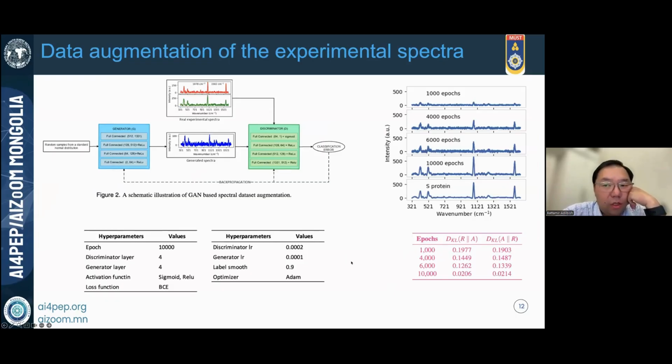Here is the methodology of the data augmentation. Of course, we tried several types of data augmentation methods, but the GAN was the best one for our data. GAN means generative adversarial network. So synthetic spectral data were generated using the GAN to augment the limited experimental data set, and it was very good. The generated spectra are not identical, but very closely approximate the real data.